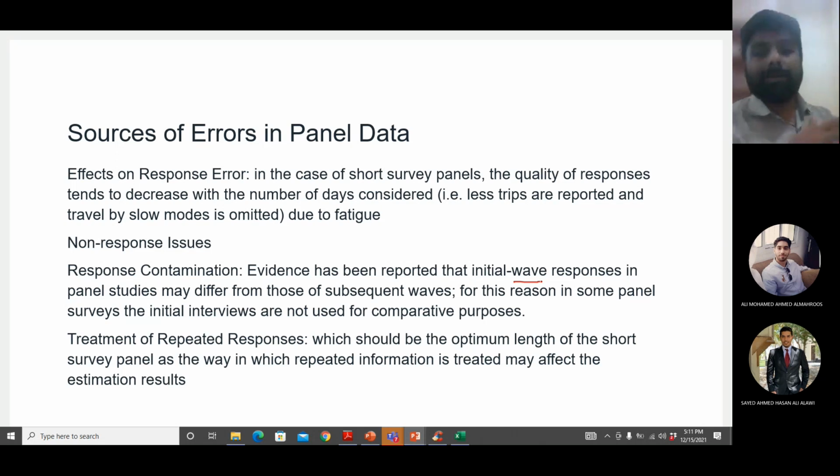But for example, if some waves of the survey collection have been done on weekdays and some on weekends, then you may get a different answer. So treatment of repeated responses is related to the length of the survey. Choose the length of the survey, and according to that, choose which information should be asked repetitively, which information is supposed to change from one day to the other. Otherwise, if it is not supposed to change, just ask it once and it's the same.